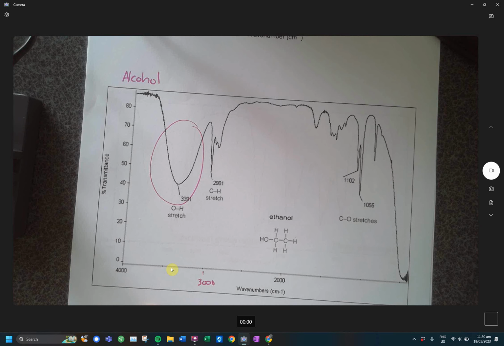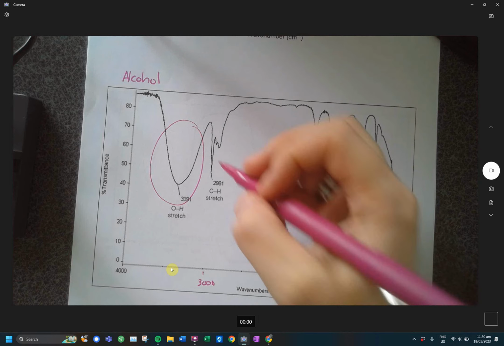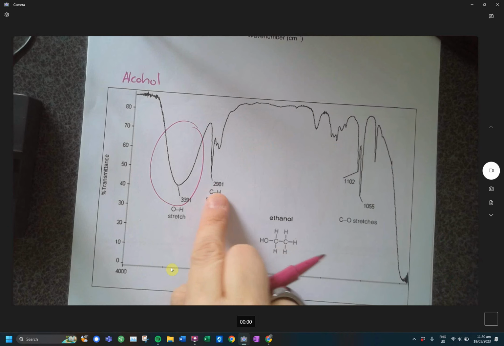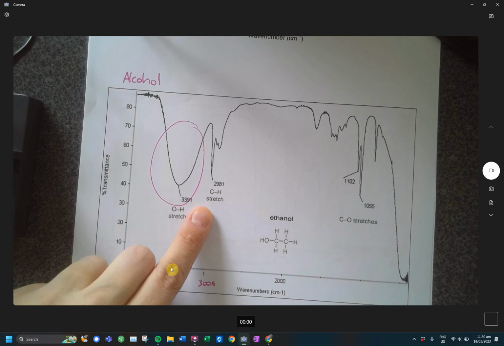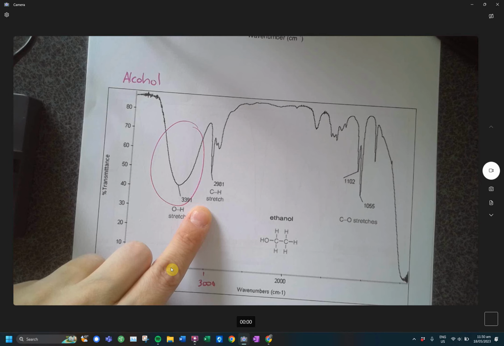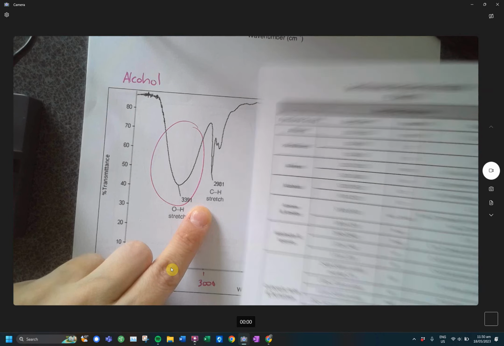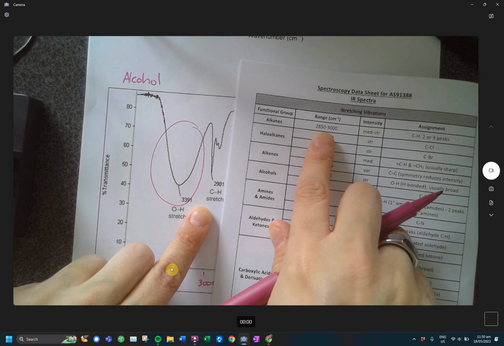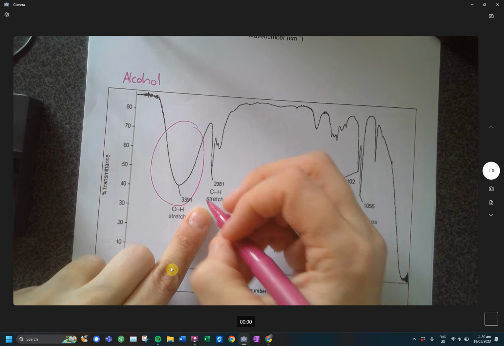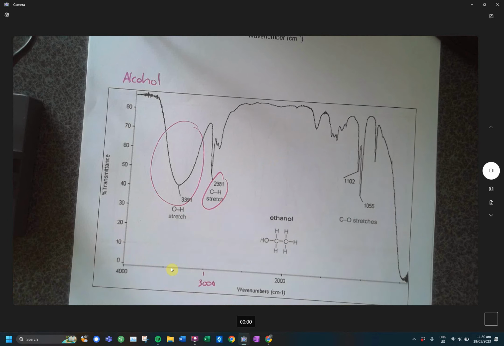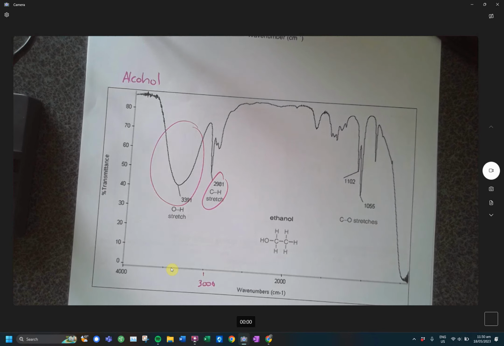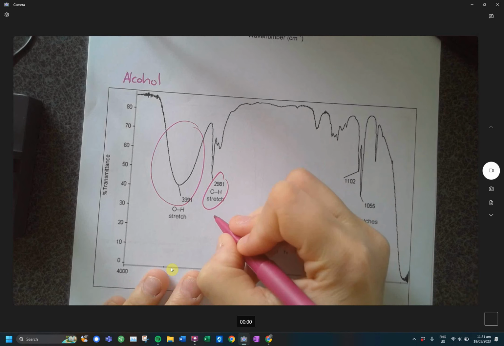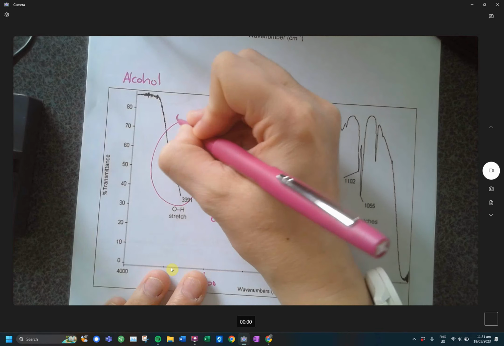What you can do to help you get a reference point of location is looking for the CH. Because you know that all organic molecules have to have a CH. That's just how organic molecules are built. So those are typically around 2,800 to 3,000. So this here is an example of a CH. That's a really good reference point to see where things are located in reference to that. So that's my CH, that's my OH.